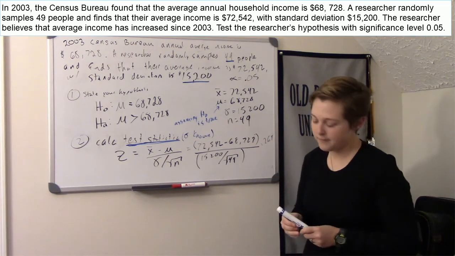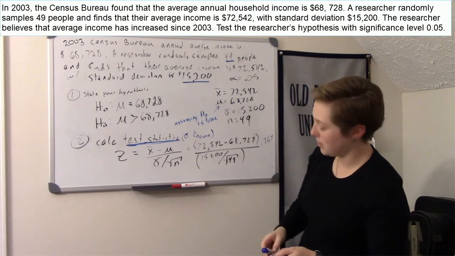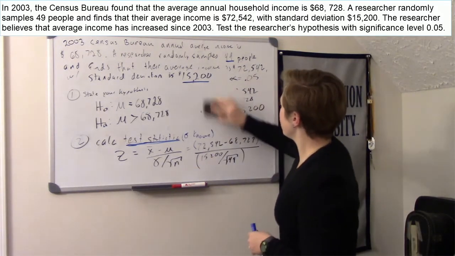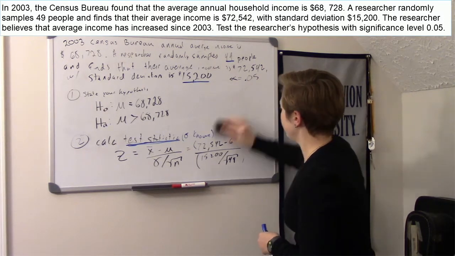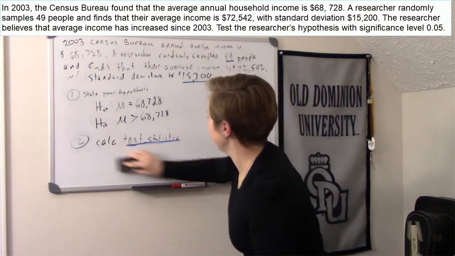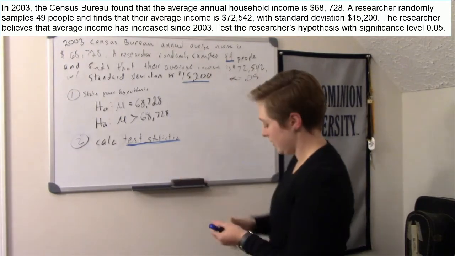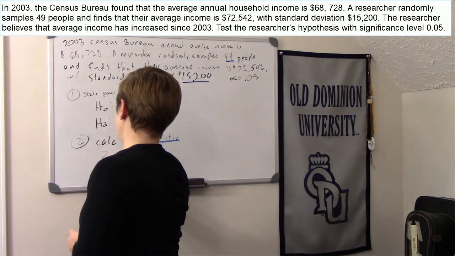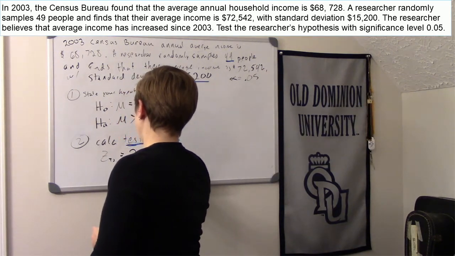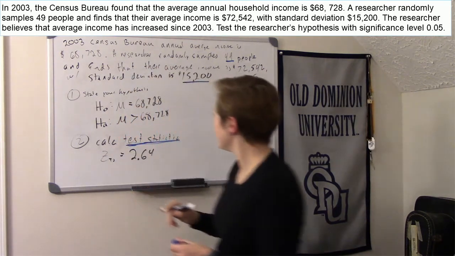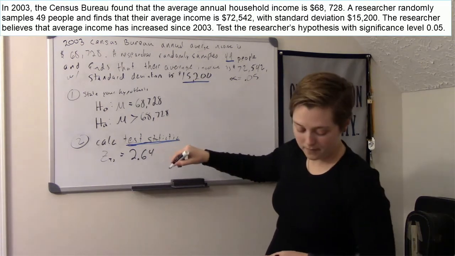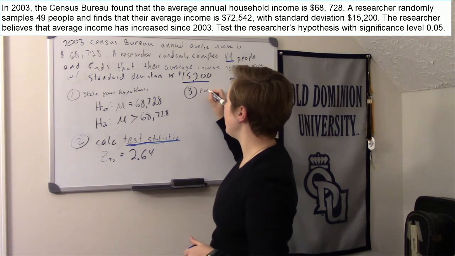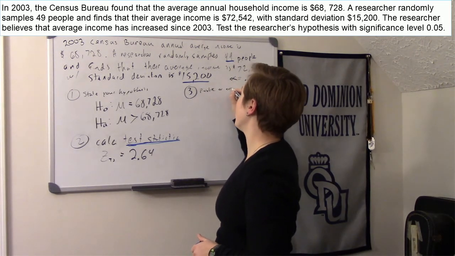When you calculate it, you should get 2.64. Okay, so I've run out of space, so I'm going to go ahead and erase and make some of this neater. Okay, so we've calculated our test statistic, 2.64. Okay, so that's step 2. Step 3 is going to be p-value or critical value.